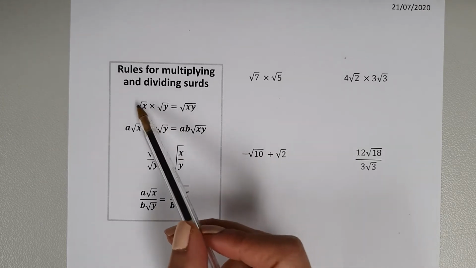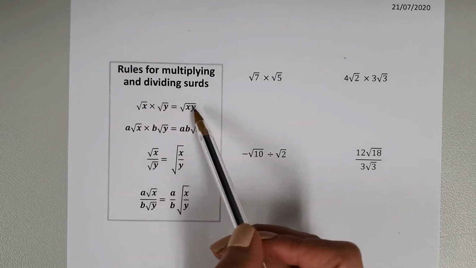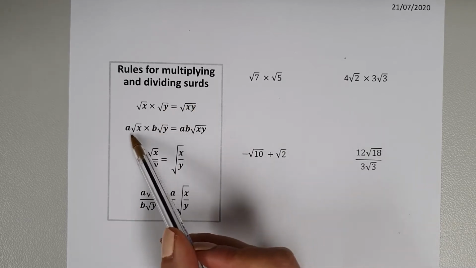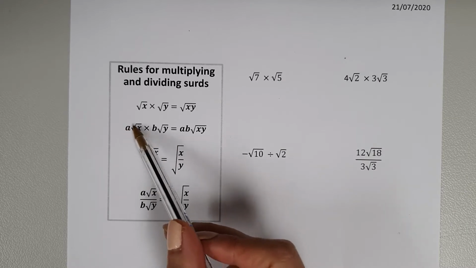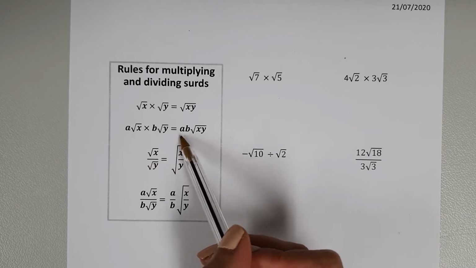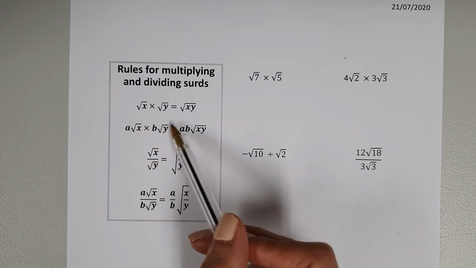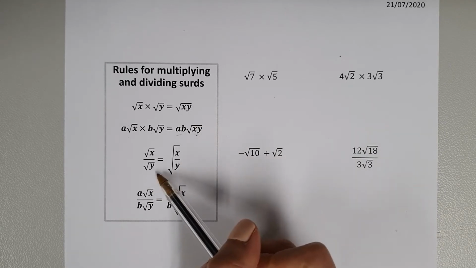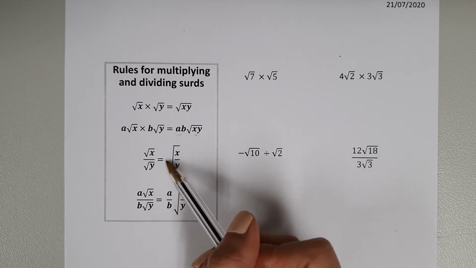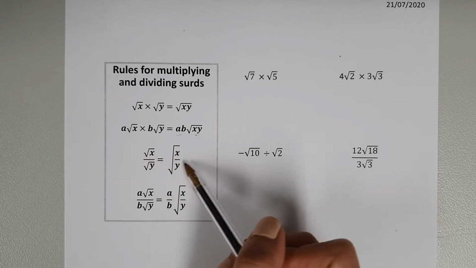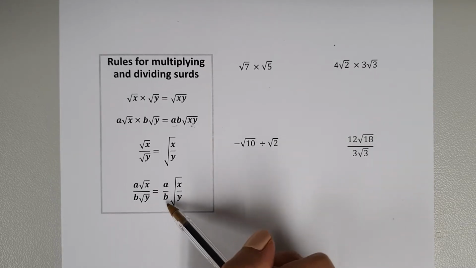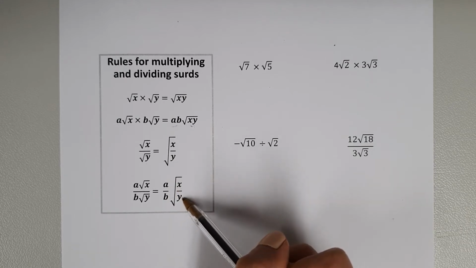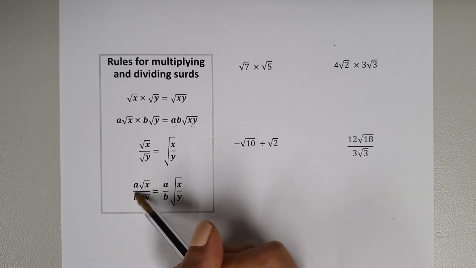So if you have square root of x times square root of y, you can basically multiply x and y together under the square root. If you have something like this where there is a value in front of the square root, the values on the outside multiply and stay on the outside, and the values inside the square root can be multiplied and stay on the inside. This rule you would have seen before, so square rooting the top and the bottom is the same as square rooting the whole thing, and vice versa, and that applies to this as well. So you can write a divided by b, square root x divided by y, and it's the same as a square root x over b square root y.